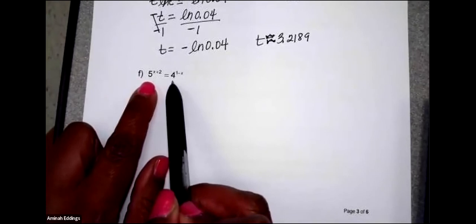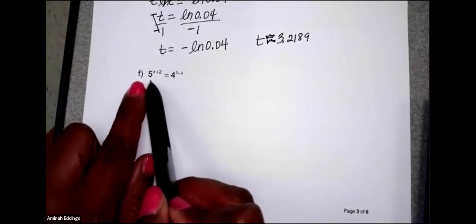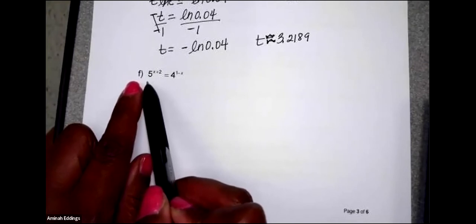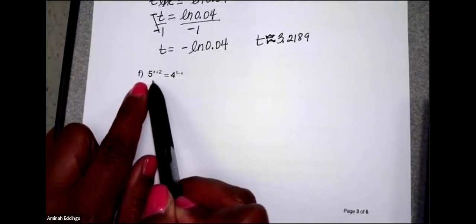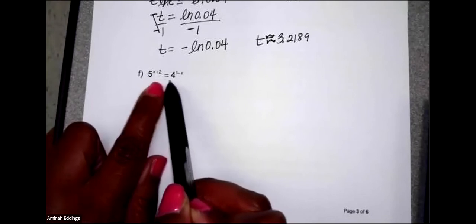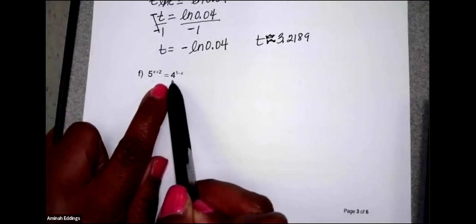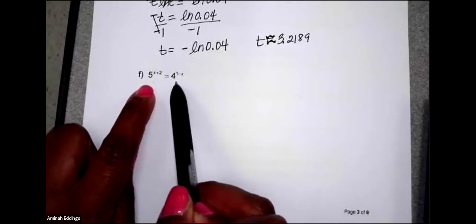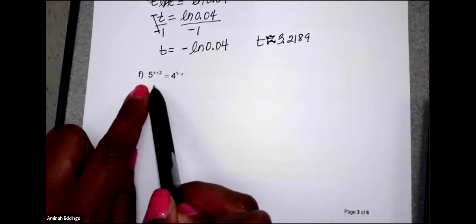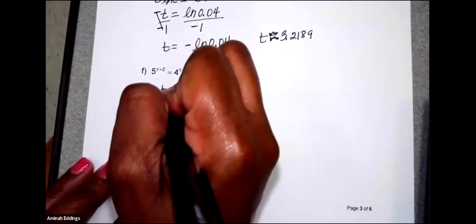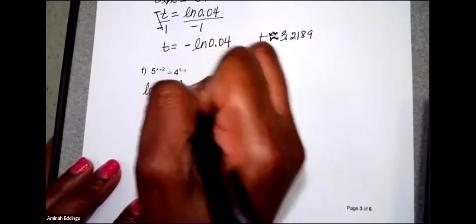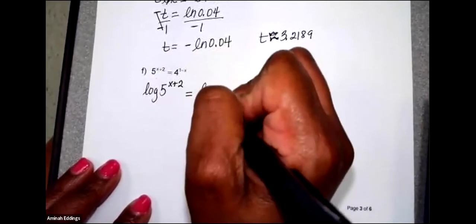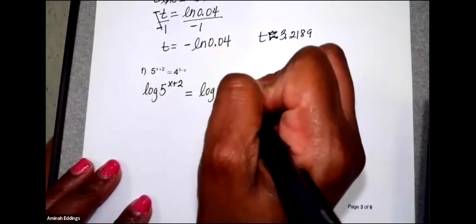Okay. So if I have a base of 5 and a base of 4, there's no way that I can make these the same. There's nothing to some power that's going to give me 5, and the same for the base of 4. So there's no way to make these the same. So when that happens, all I can do is take the log of both sides. So I get log of 5 to the x plus 2 power is equal to log of 4 to the 1 minus x power.